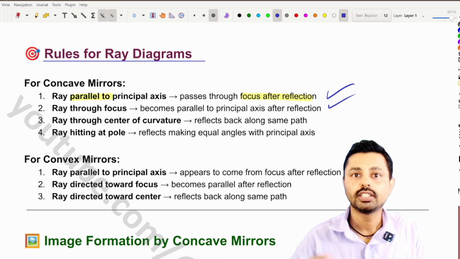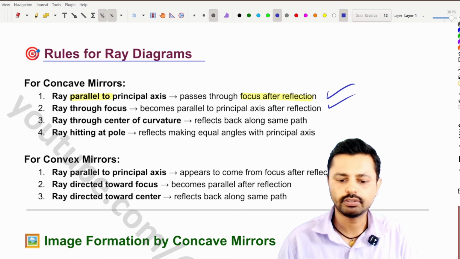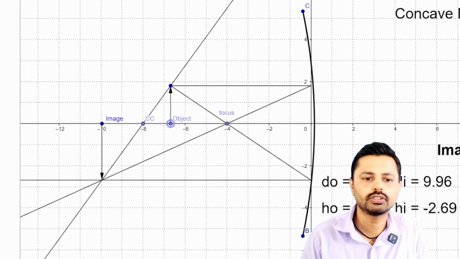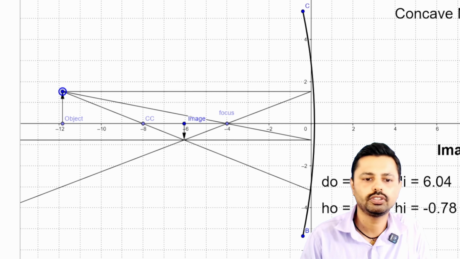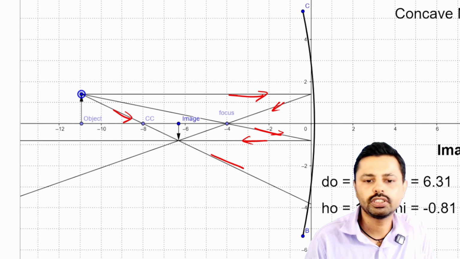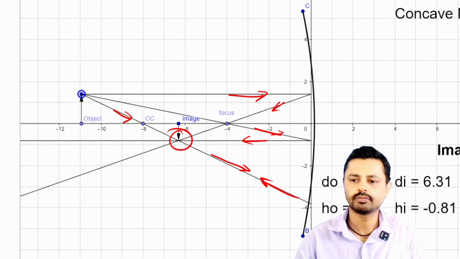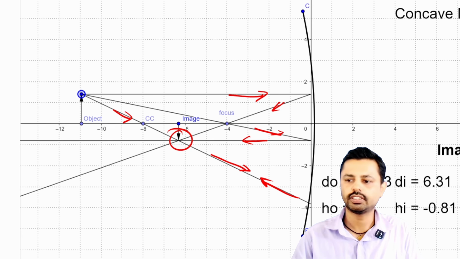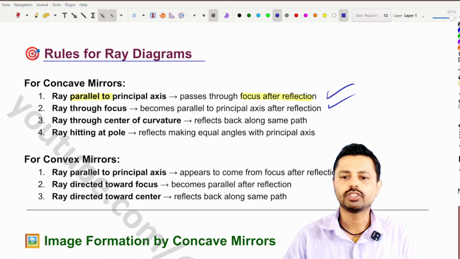Ray through center of curvature reflects back to the same path. Does it happen? We need the object beyond the center of curvature. Oh yeah, see, observe here. This ray got reflected here. This ray got reflected here. What about this ray? It got reflected back at the same path. And these are all meeting over here to form the image. So yes, that's checked.